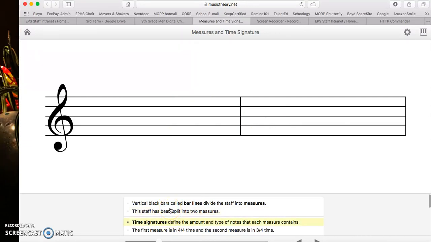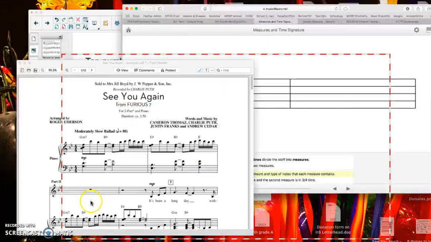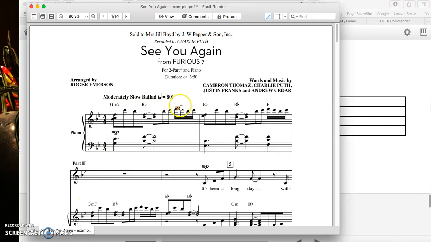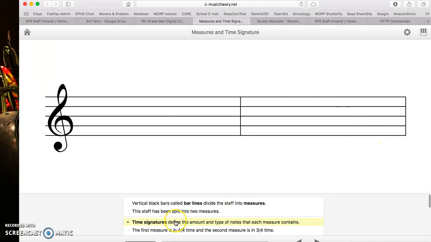Time signature defines the amount and type of notes that each measure contains. So going back to our example again, this time signature, 4/4 time, is going to tell me how many notes and what kind of notes I can fit in one measure, in one unit. Time signatures define the amount and type of notes that each measure contains. The first measure is in 4/4 time, and the second measure here is in 3/4 time.